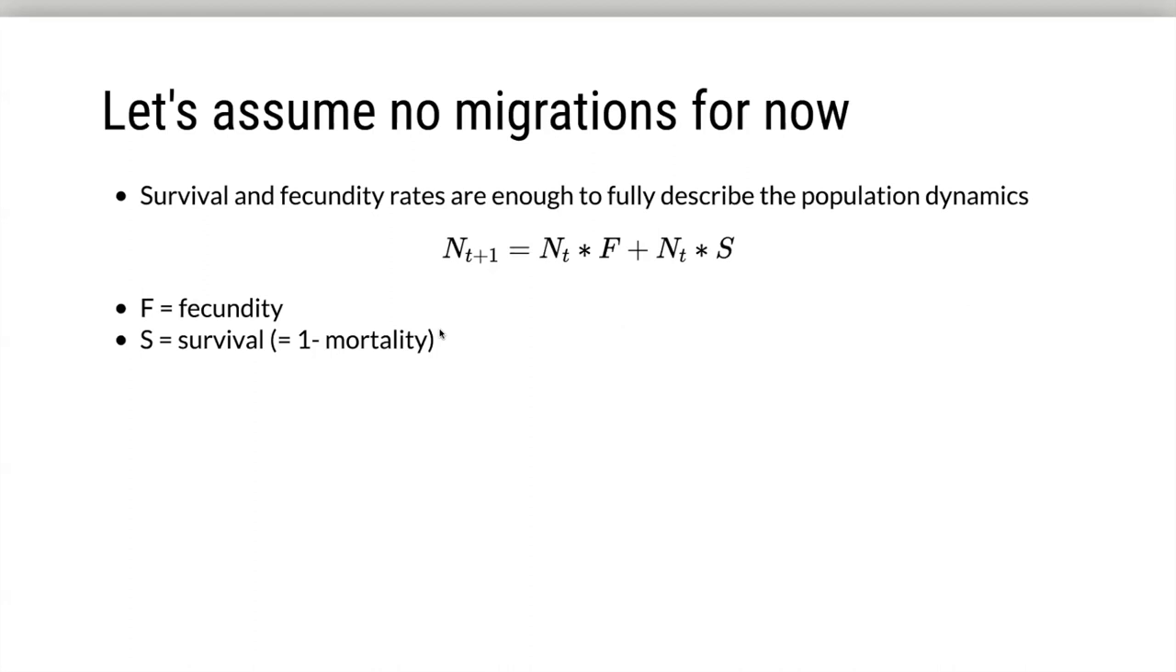Population size at time t plus 1 equals the number of individuals in the population at time t times fecundity, which would be the number of new babies born in the population, plus the number of individuals in the population at time t that have survived, so times survival rate. That would be enough to fully describe the changes in the number of individuals in the population from one year to the next.